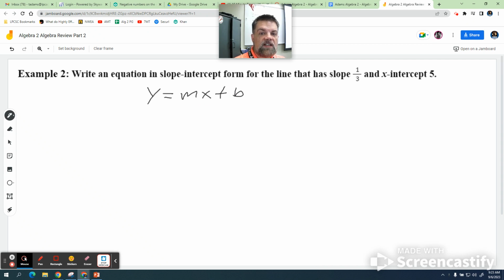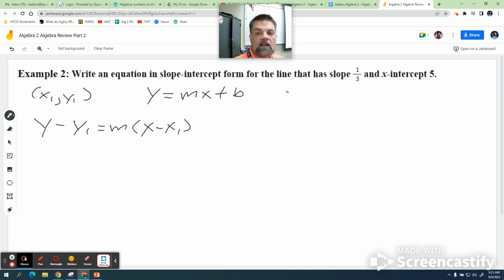Now, the last problem we did, we also had to use this formula. Let me write it over here. Who remembers the point slope form? Y minus y sub 1 equals m times the quantity x minus x sub 1. Okay, cool. What does x sub 1, y sub 1 represent? Just a point on the line.